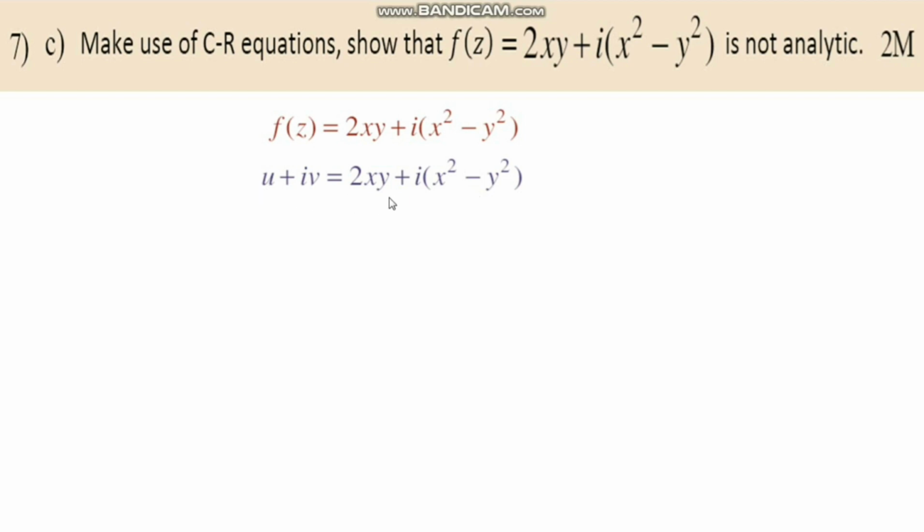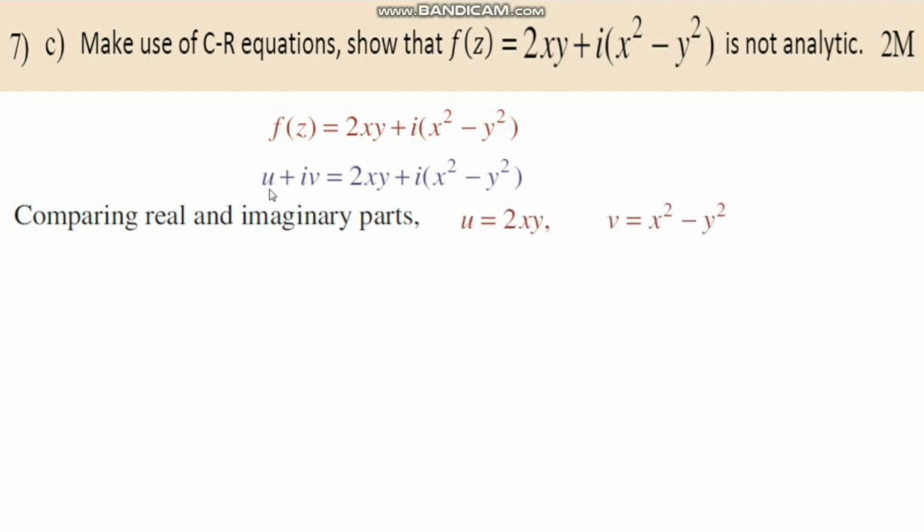To get u and v by comparison, u equals 2xy, v equals x square minus y square. We have identified the real and imaginary parts. What are the Cauchy-Riemann equations? ∂u/∂x equals ∂v/∂y. ∂u/∂y equals negative ∂v/∂x.